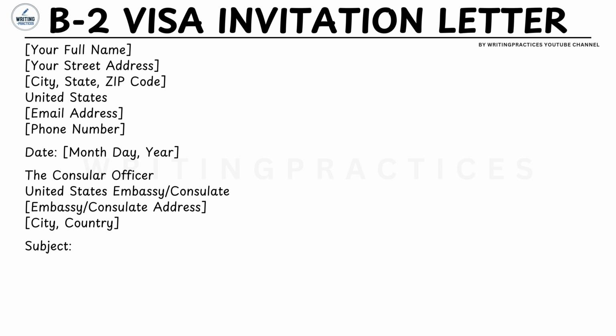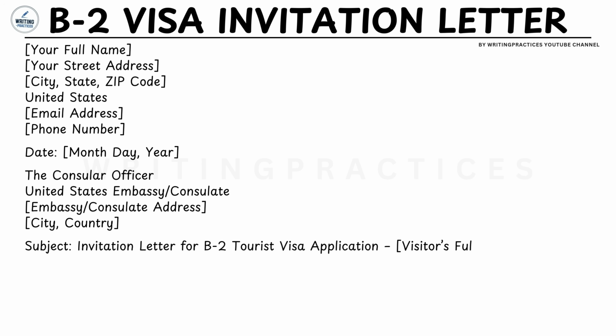Subject line. Now let's talk about the subject line. This line states the purpose of the letter in a clear, formal way. It should read, Subject: Invitation Letter for B-2 Tourist Visa Application, Visitor's full name. This subject line makes it clear what the letter is about and who it's for. Always include the full name of your visitor exactly as it appears on their passport. It helps the officer connect this letter to the correct application file.